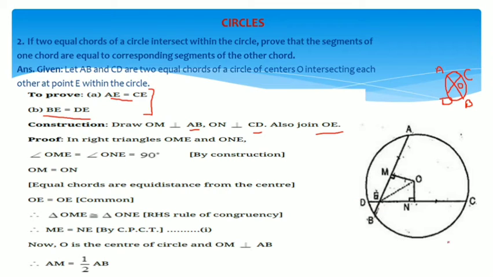So here these perpendiculars are OM on AB and ON on DC. So we can say OM and ON will be equal because equal chords are equidistant from the center. So this is the first case. OM equals ON we got. Now let me take these two triangles OME and ONE, this triangle and this triangle, and we are going to prove them congruent. So first thing we have shown here is that OM equals ON.